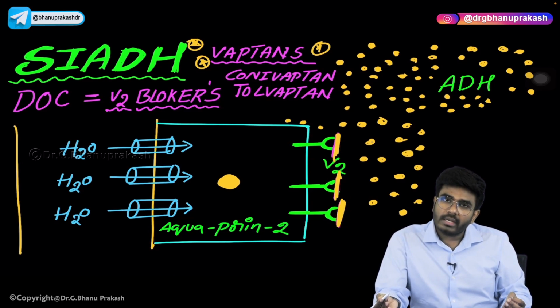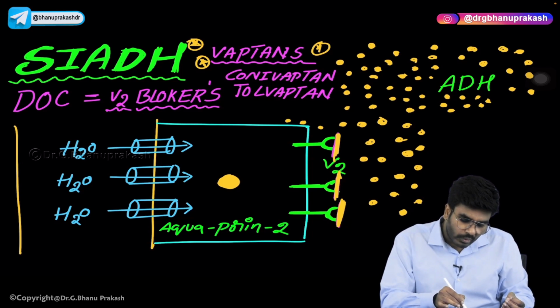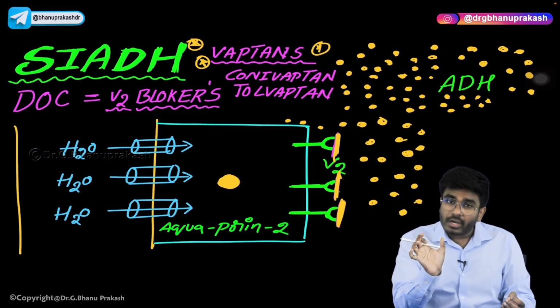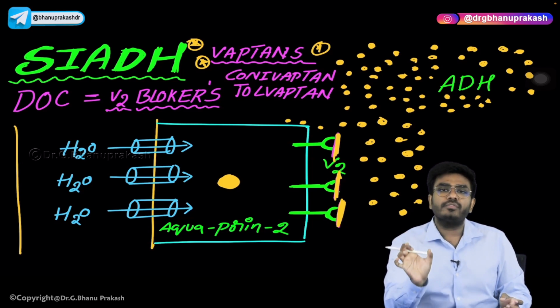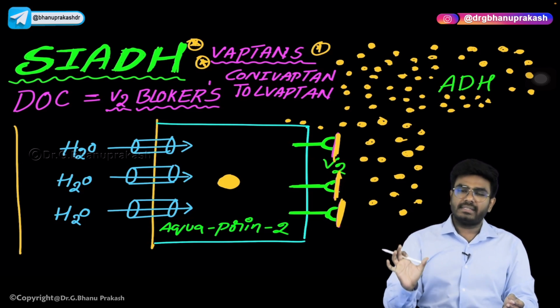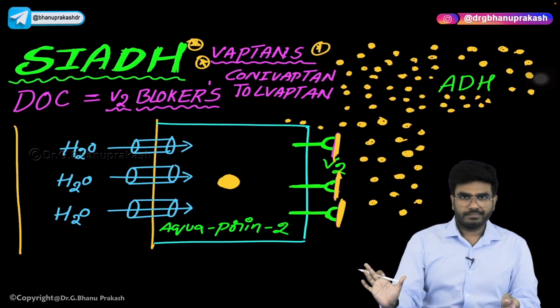What are those V2 blockers? Vaptan drugs. Which vaptans? Conivaptan, tolvaptan. These are called vaptan drugs. Vaptan drugs are the drug of choice for SIADH, the syndrome of inappropriate ADH synthesis by lung cancer.